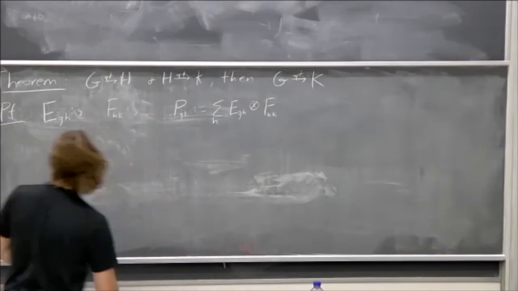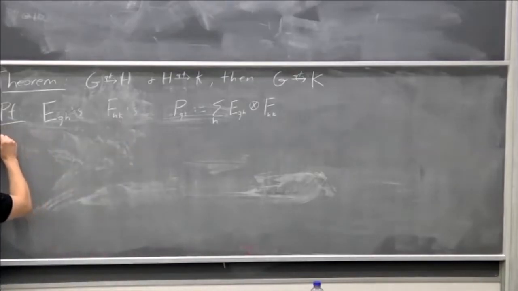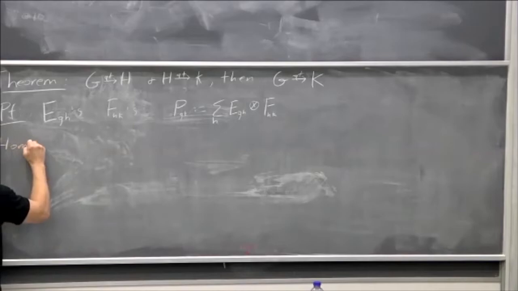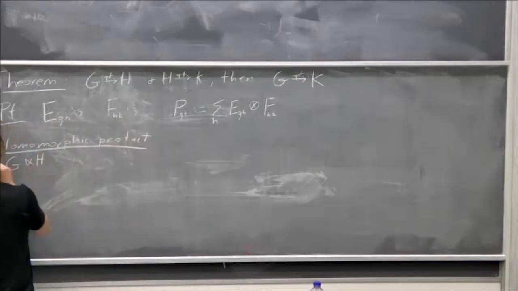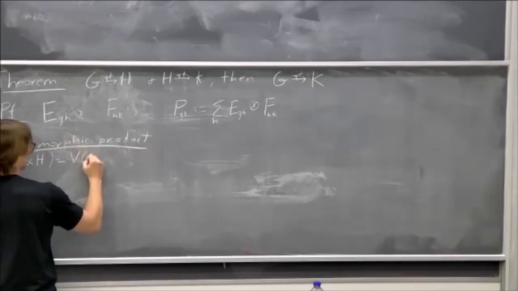So this is going to be called the homomorphic product. Okay, and I'll just denote it like this. And the vertices are just the product of the vertex sets.